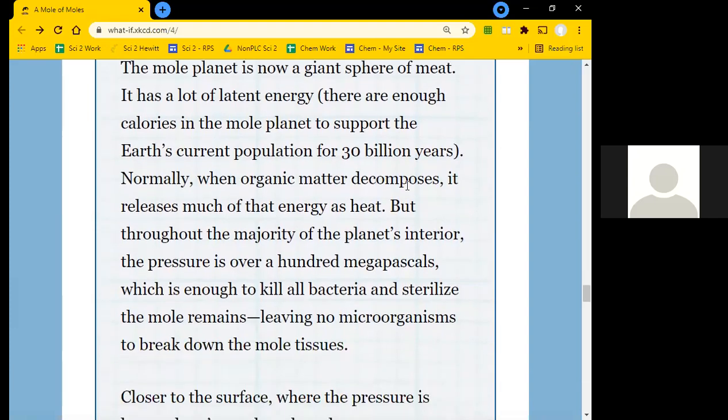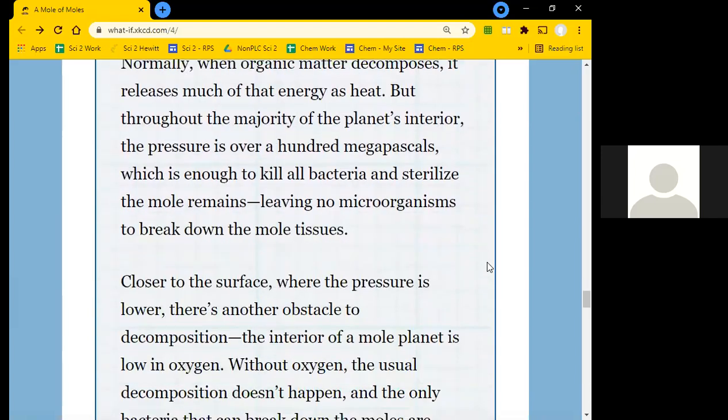Normally, when organic matter decomposes, it releases much of that energy as heat. But throughout the majority of the planet's interior, the pressure is over 100 megapascals, which, 100 kilopascals is our normal air pressure. So this is a huge amount of pressure. That's enough to kill all bacteria and sterilize the mole remains, leaving no microorganisms to break down the mole tissues.